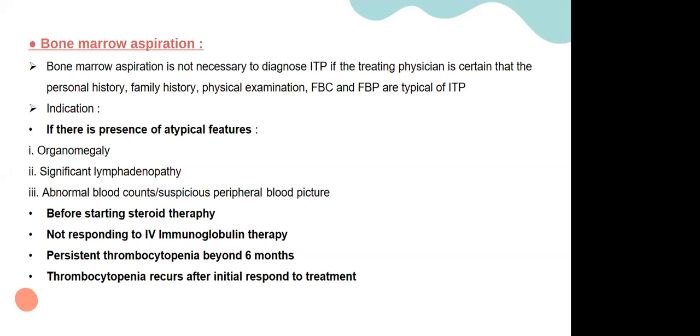And bone marrow aspiration is also indicated before starting steroid therapy, and also when the patient is not responding to intravenous immunoglobulin therapy, and when the patient has persistent thrombocytopenia beyond 6 months, and when thrombocytopenia recurs after initial response to treatment, meaning that the patient has a loss of response to the therapy that worked initially.